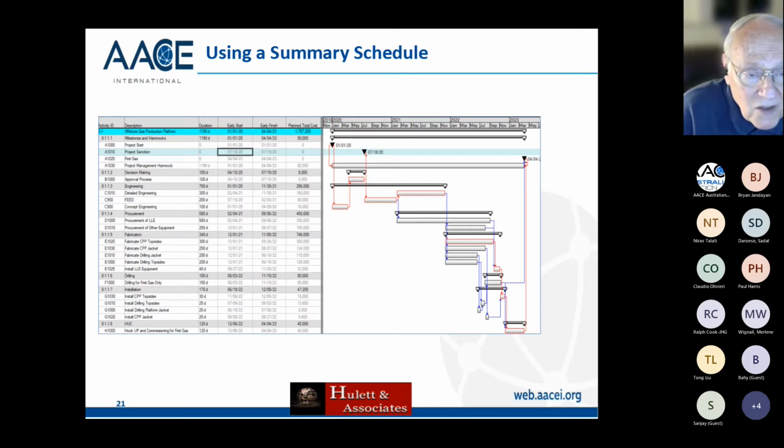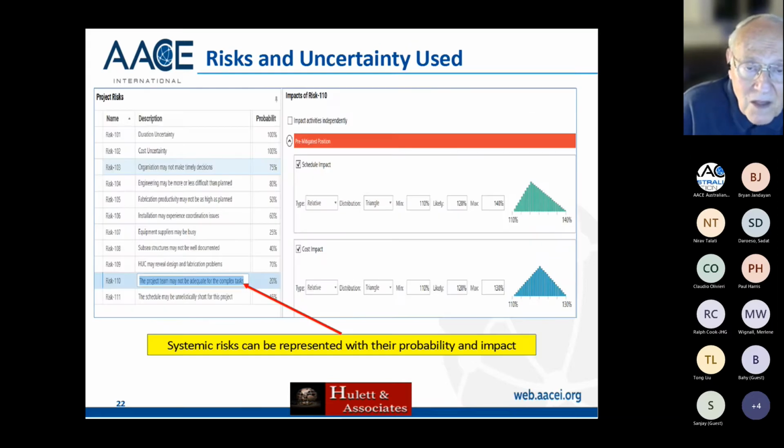And it has fabrication and drilling and installation, hookup and commissioning, engineering, and all that. Okay, so now let's assign these risks. And here are these risks. I've added 110 and 111. The 110 one is the project team may not be adequate for the complex tasks.